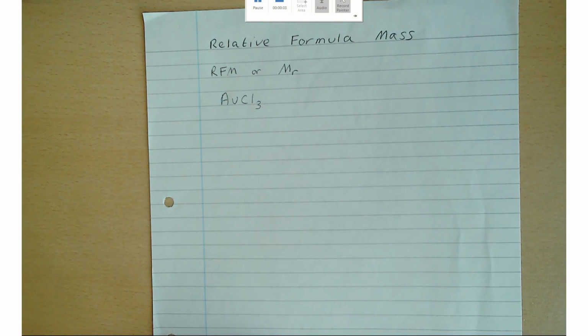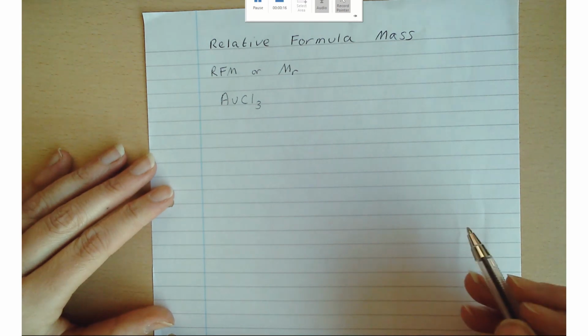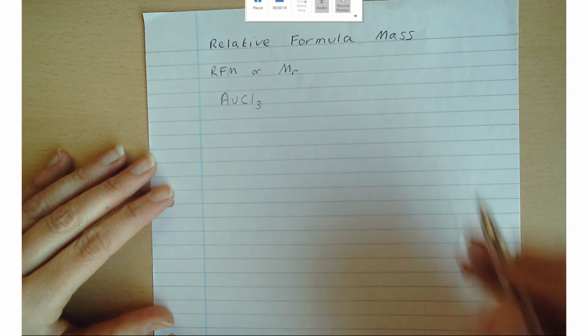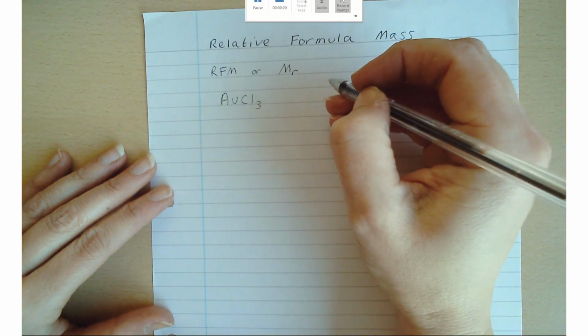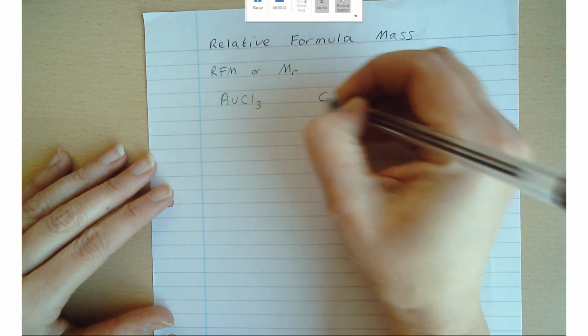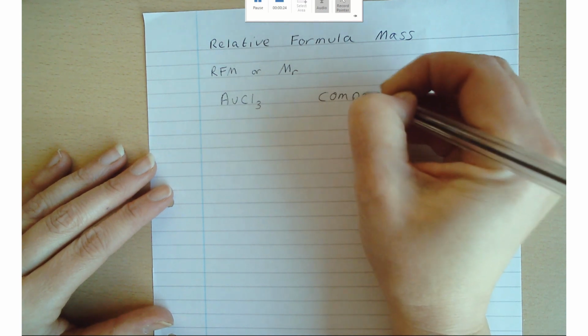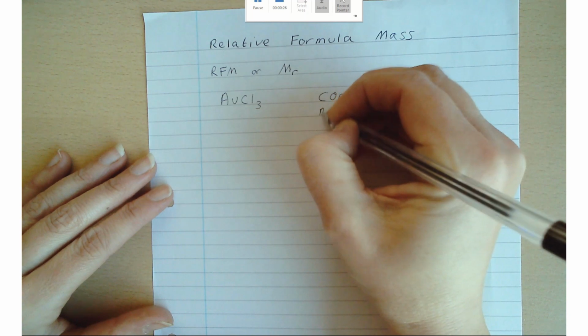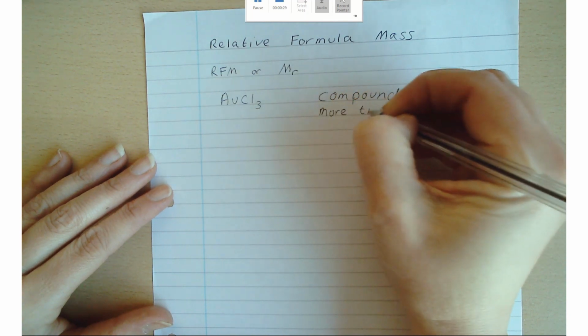Hello, I'm going to explain how to calculate the relative formula mass. This is sometimes referred to as RFM for short or MR. Here I have a compound called gold chloride. Gold chloride is a compound, so it is made up of more than one element.